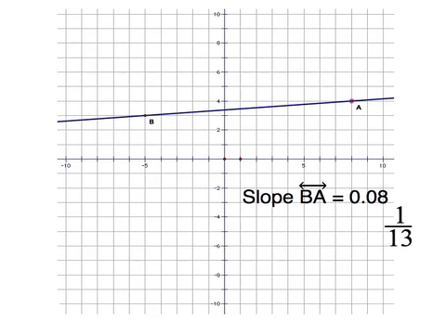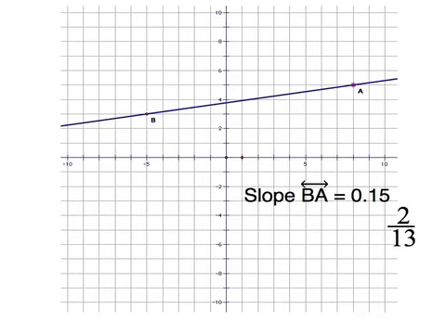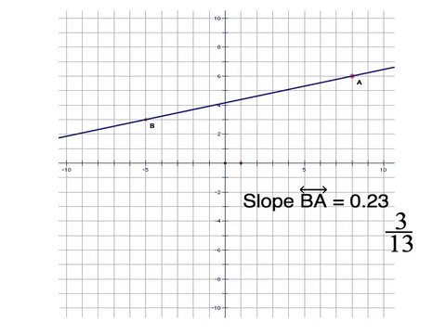Now we're going to rotate line BA around point B. And now it has a slight angle to it, and Sketchpad tells us the slope is 0.08. This is actually a rounded off decimal for a slope of 1/13. We rotate some more, and it gives us 0.15. The exact answer is 2/13. Then it gives us another rounded answer, 0.23.